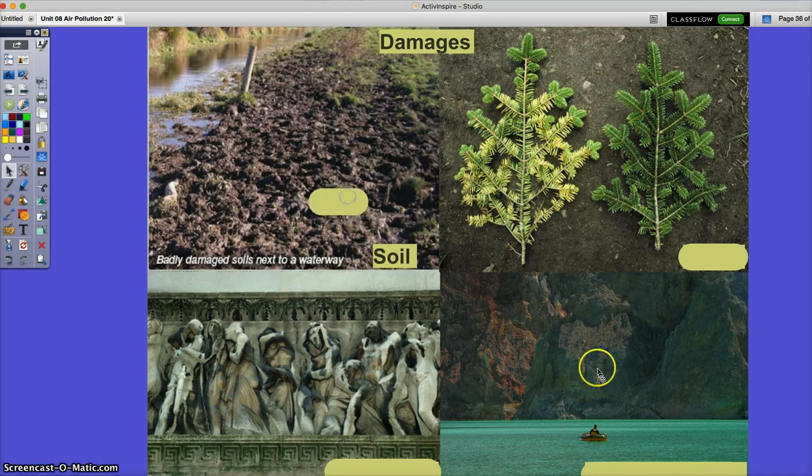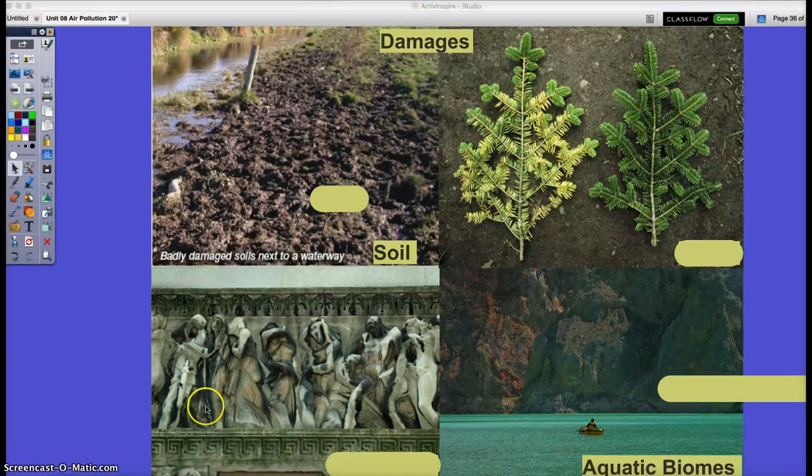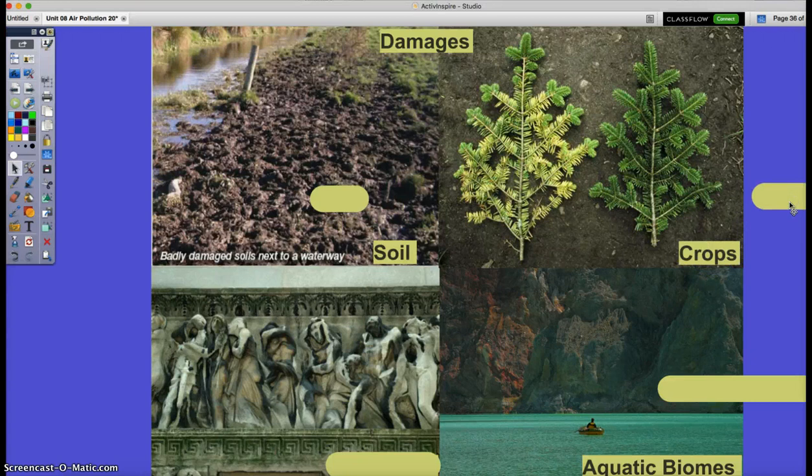They're going to fall on soil or fall on an aquatic biome, because any particles that come down from the atmosphere are going to fall on land or fall in water. So the most affected is going to be those areas. And then, of course, plants are the ones that take in sulfur and nitrogen, so they're going to be affected.